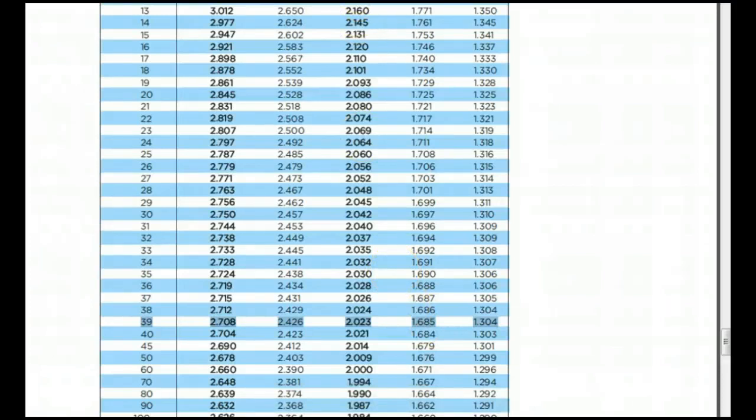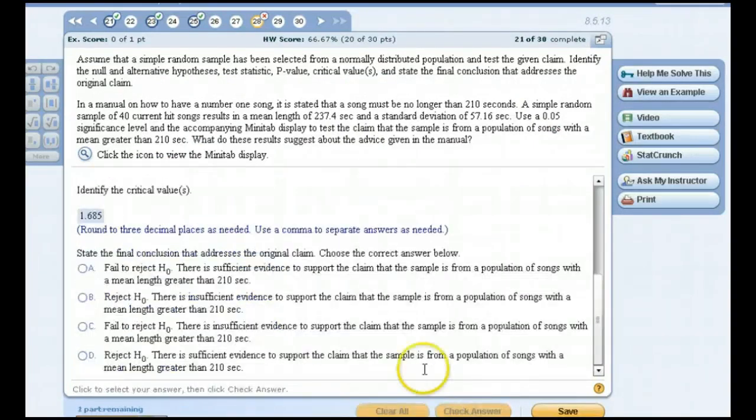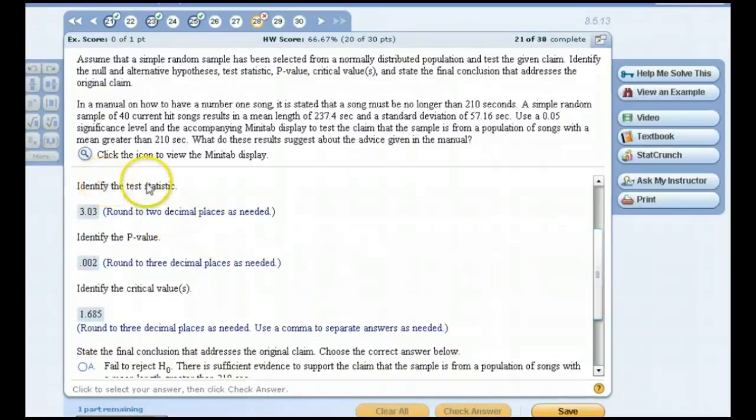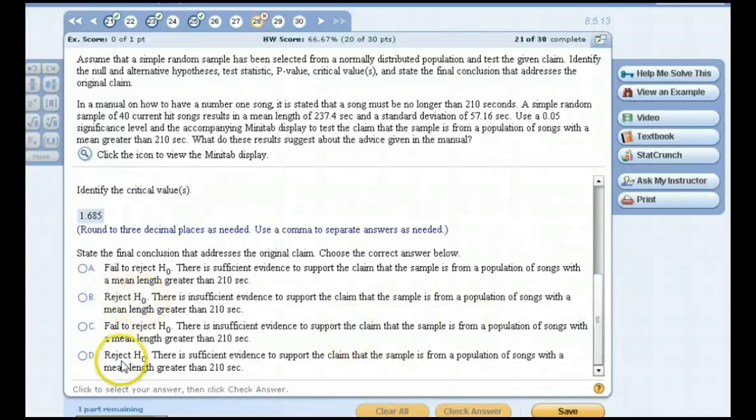You use your table to get your critical number. You can use your calculator for the critical number for a z test. Alright, and then again, what's our final conclusion? We're going to reject because that test statistic is so much further out than the critical value. Remember, the critical value is the minimum number of standard deviations that we can be away. So we're going to reject. So we're going to either do B or D, and just read the wording to make sure that you reject. If you reject, it's because there is sufficient evidence to support the alternate claim. Alright, so we rejected based on the fact that we can support the alternate claim.